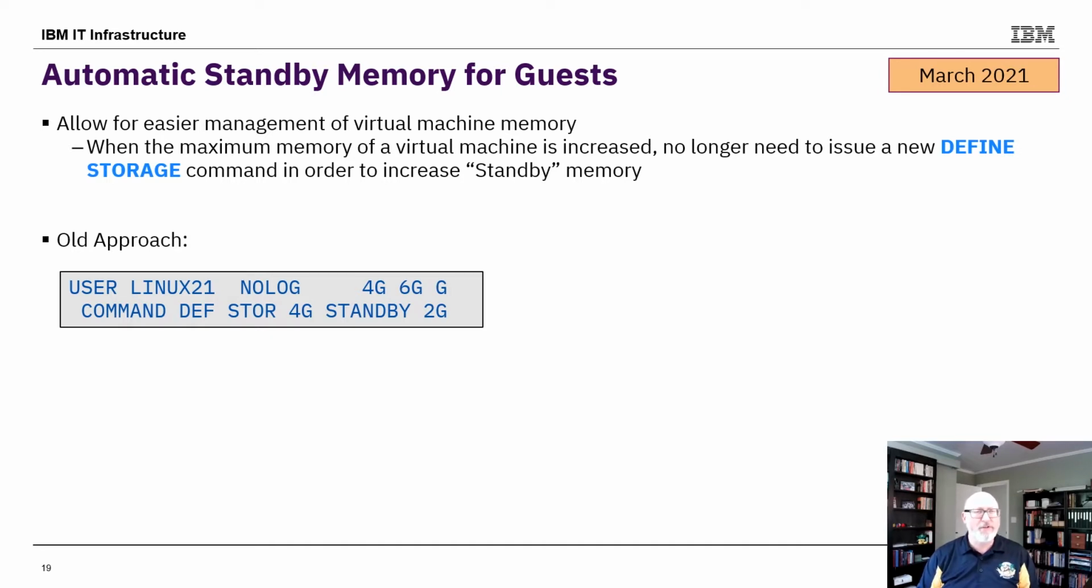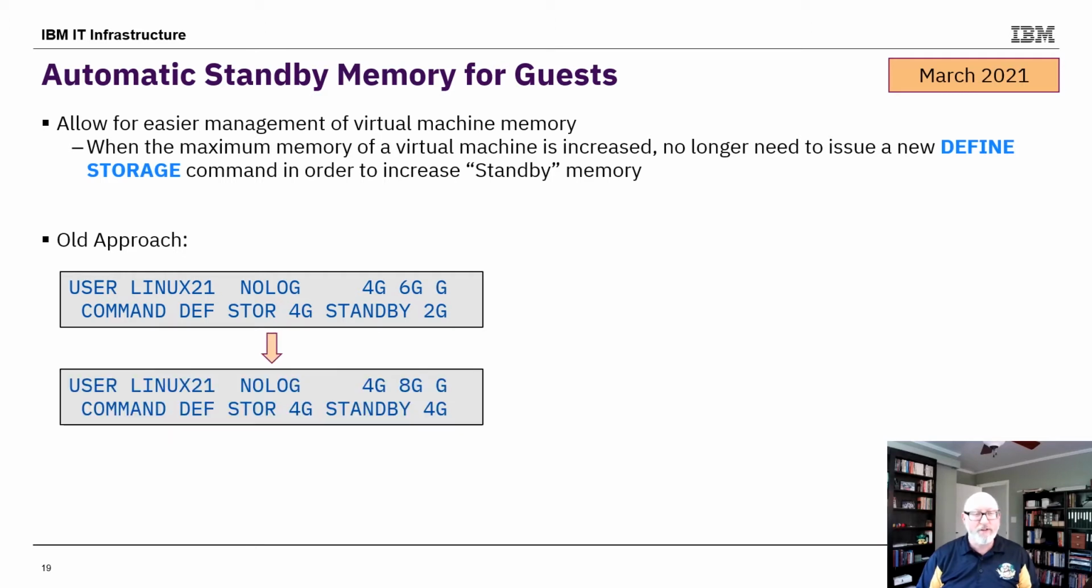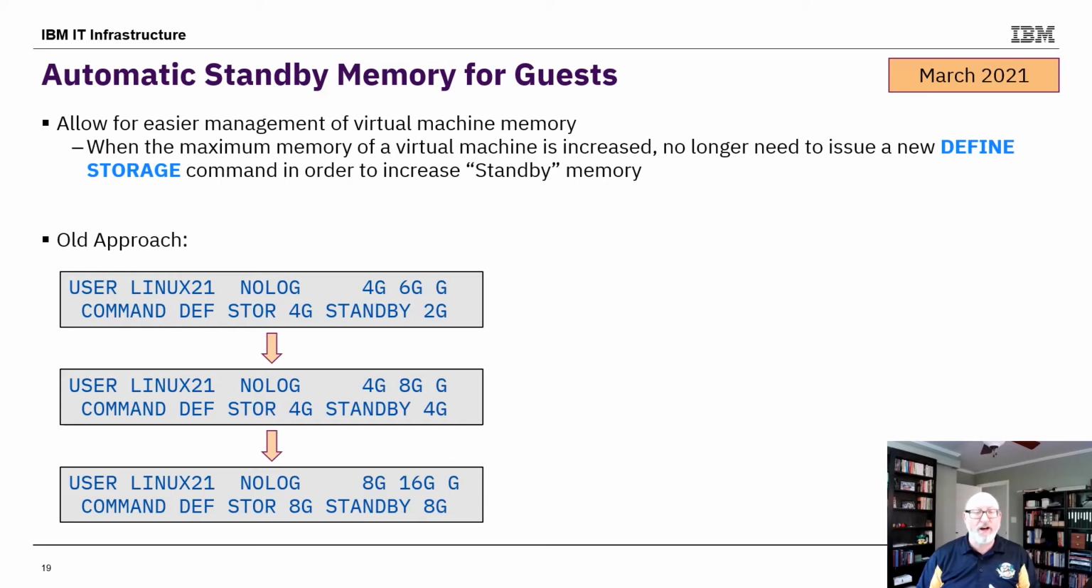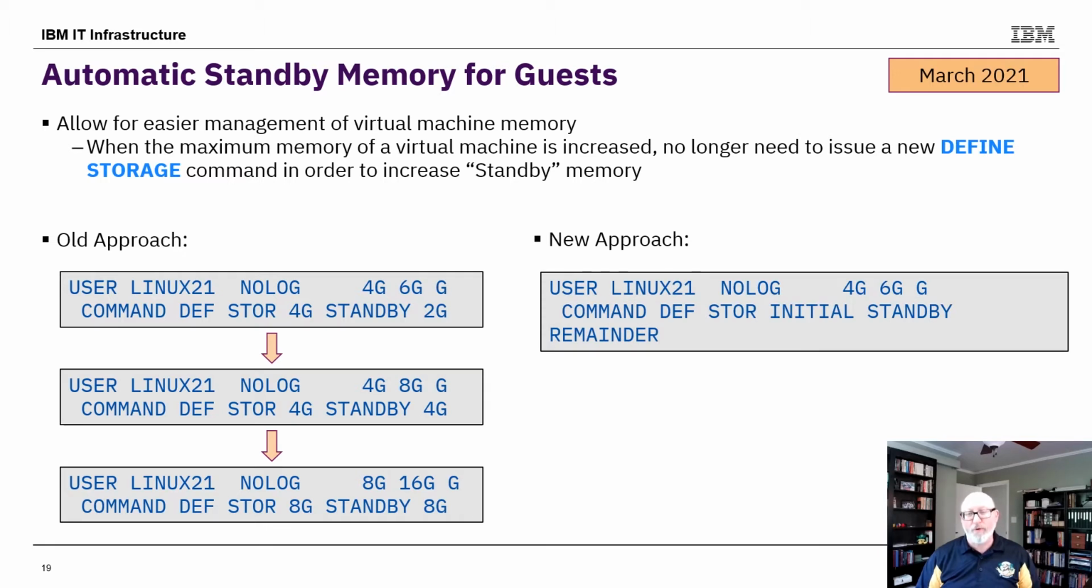Now let's say we do that, but then we want to increase the virtual machine size, or the maximum size in this case. So we would change that user statement to have 4 gig, 8 gig, but we'd also have to remember to change the standby number up to 4 gig, right? So the initial memory stayed the same. Now, the last example here is with the old style, you would have 8 gig and then 16 gig, right? And so again, here we'd have to remember to change the defined storage, both the 8 gig, that is the initial memory, as well as the standby, right? Now, in the new approach, we're going to define it like we did before in the user statement, but then the define statement has some new options.